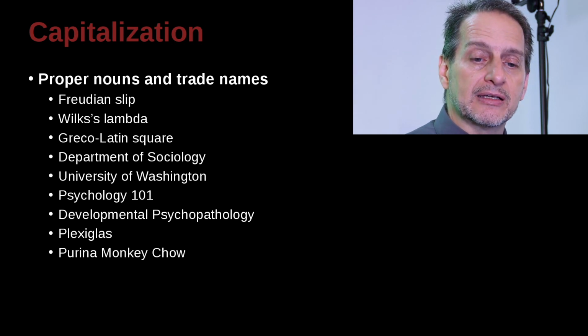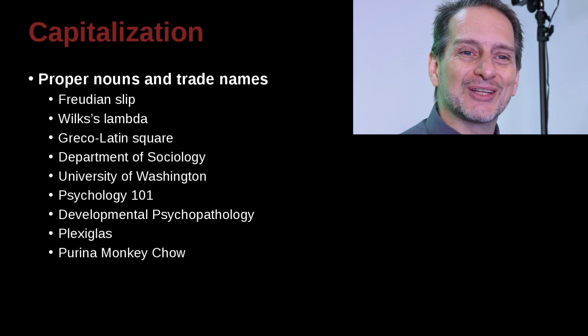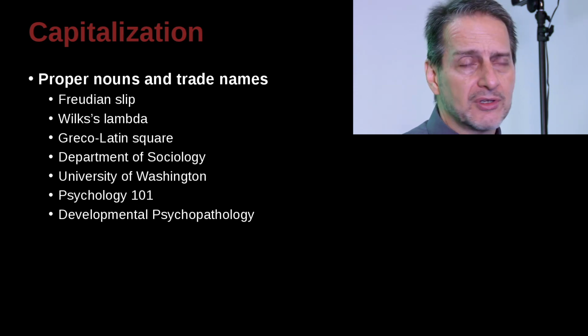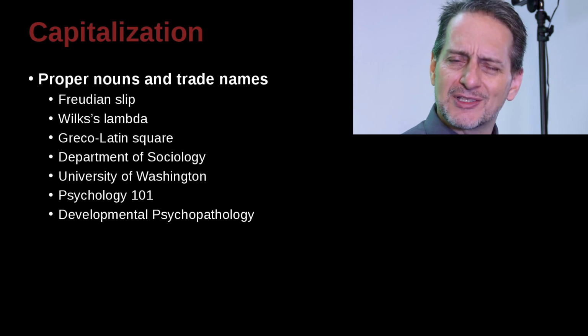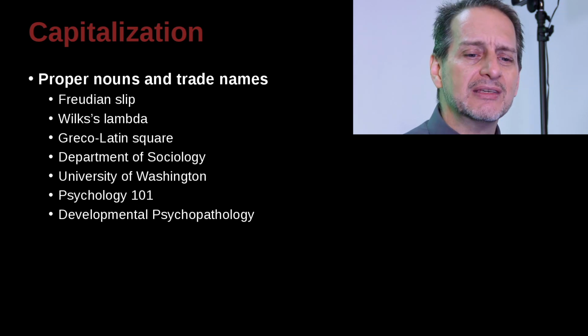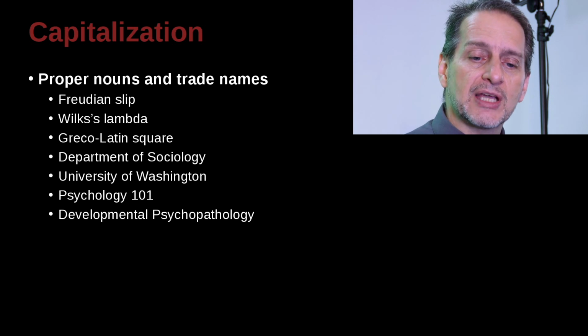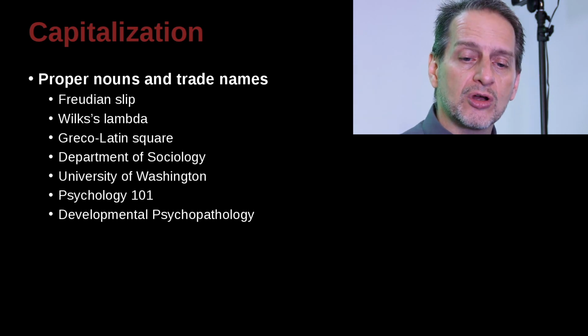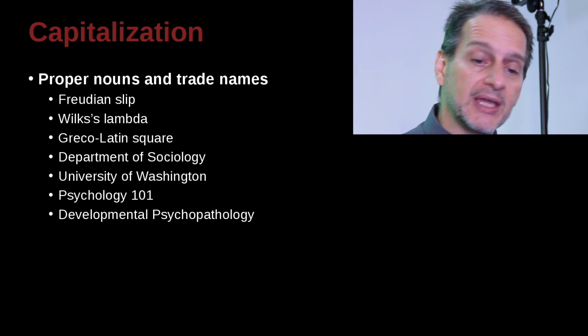So this gets really confusing if you're trying to write down the name of a product, for example, an iPhone. But an iPhone is purposely written with a small i, isn't it? With a capital P. So check the product's name to be sure. Check the company's webpage to be sure.